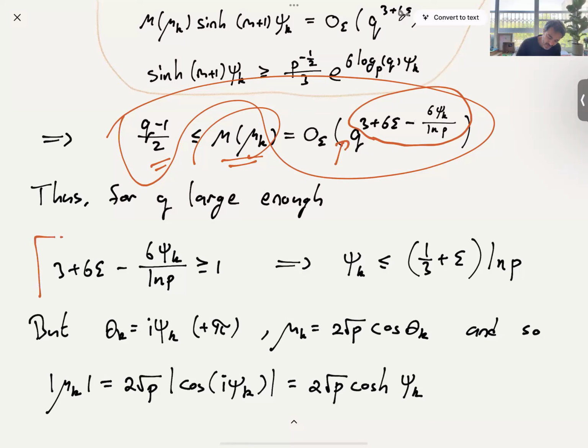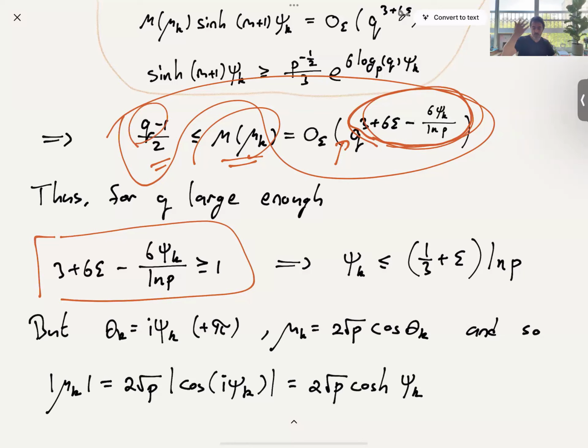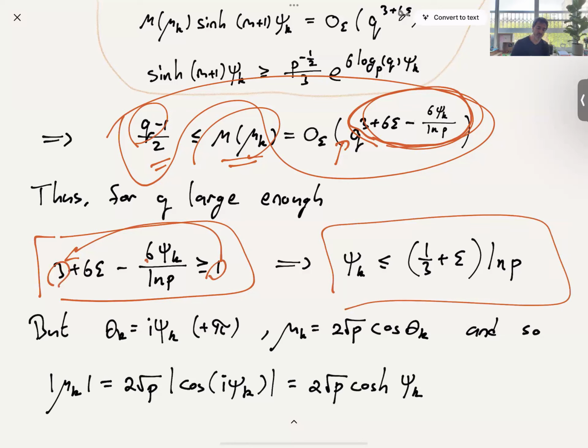And so we get this inequality. This exponent here is at least 1, so that it will be able to win over this q. And moving things around, the 1 goes here, and you divide by 6 and multiply by ln p, you get finally a bound on the imaginary part of mu k. Namely, psi k is bounded by 1/3, because this 3 minus 1 becomes a 2, and then you divide by 6: (1/3 plus epsilon) times ln p.